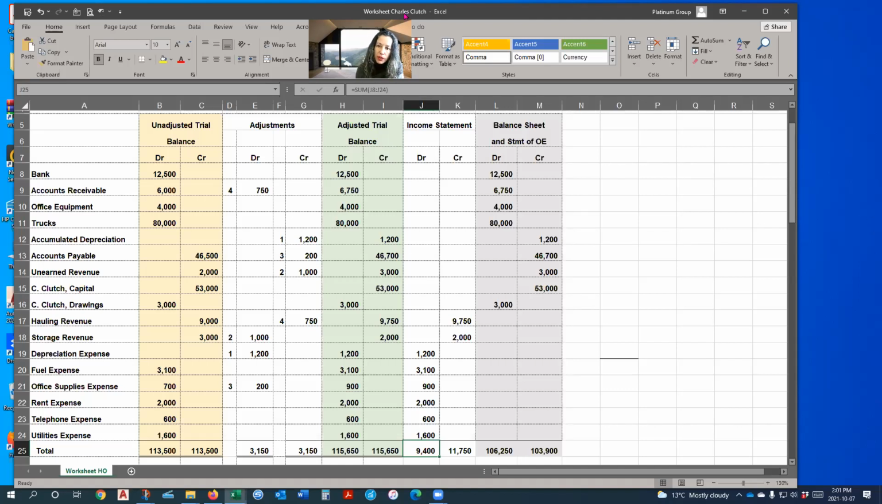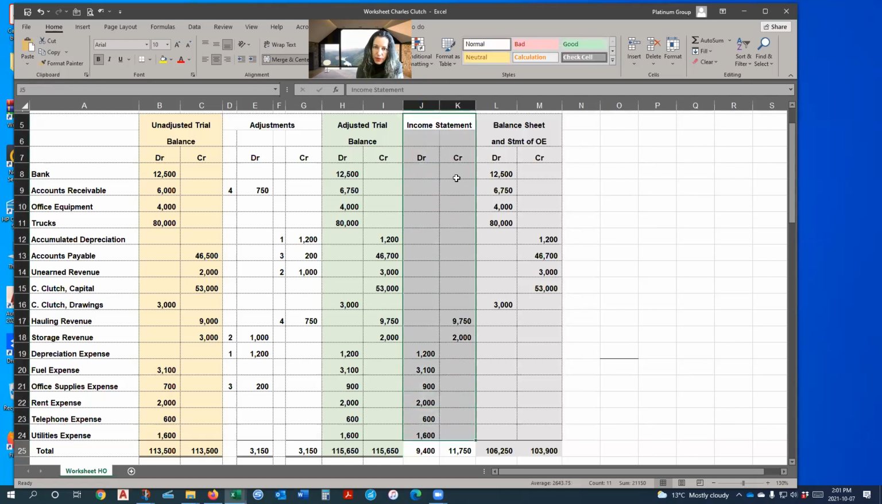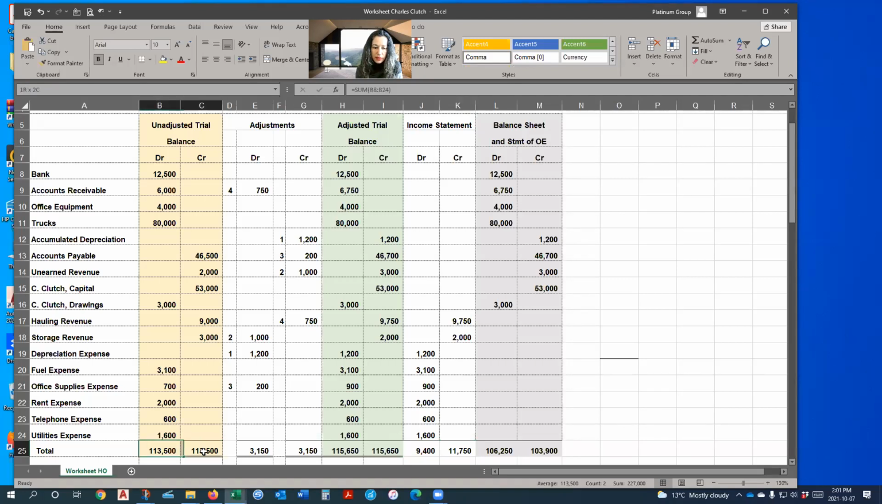Okay. So if we look at our income statement, we've got two columns. For my income statement debits, I get $9,400. For my income statement credits, I get $11,750. Oh, wait a minute, they don't agree. Unadjusted trial balance, debits equal credits. Adjustments, debits equal credits. Adjusted trial balance, debits equal credits. Now we come to the income statement. The two columns don't agree.